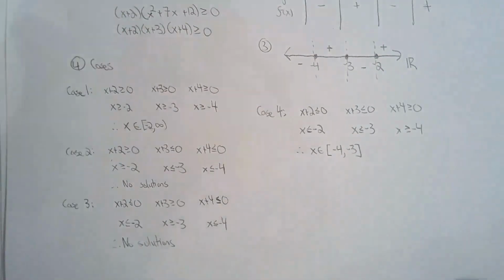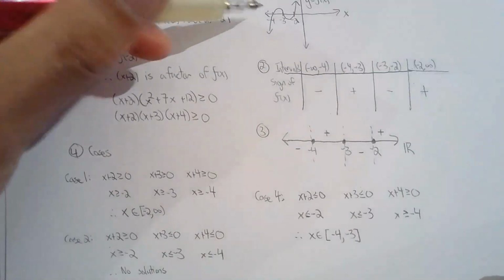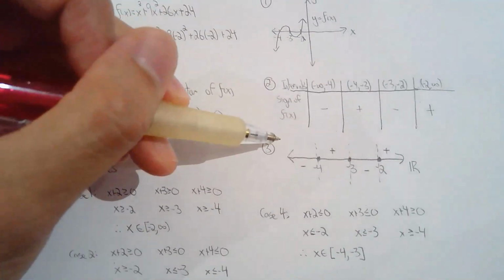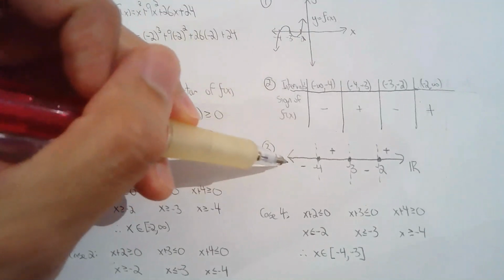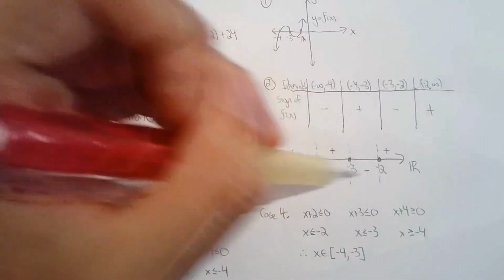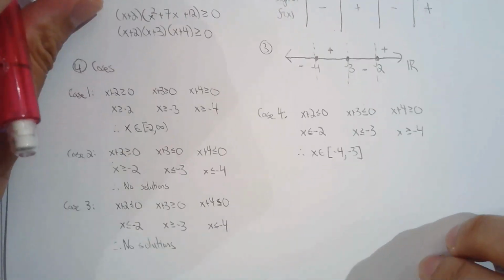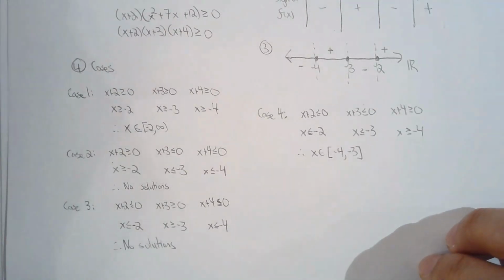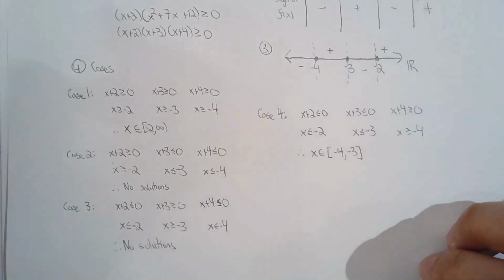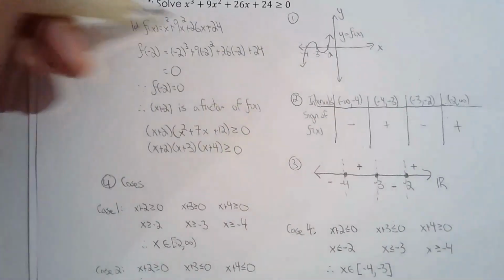Okay, so you can solve graphically. You can solve using an interval table. You can solve using a modified interval table in the form of a number line. You can solve using cases. All right, so lots of different ways to solve it. But at the end of the day, what's the first thing you do? Factor, factor, factor.